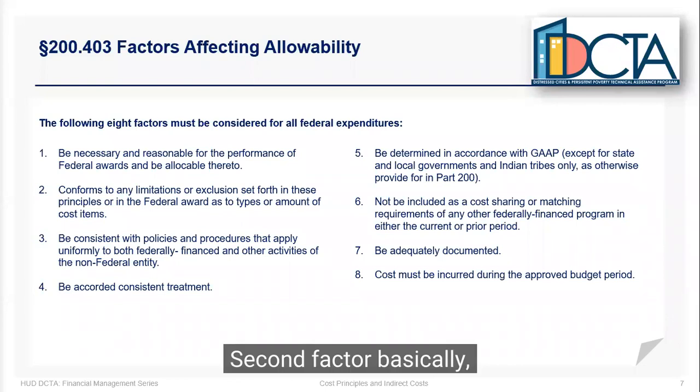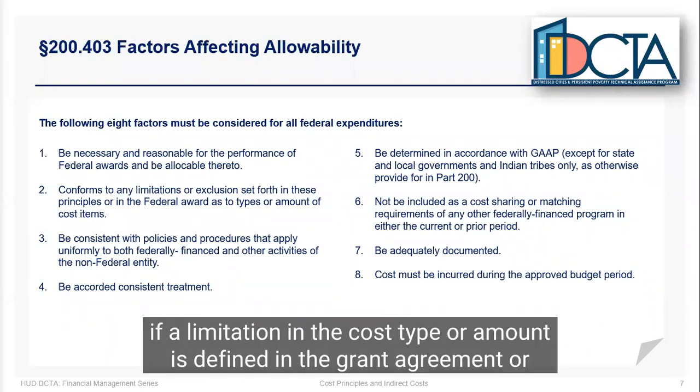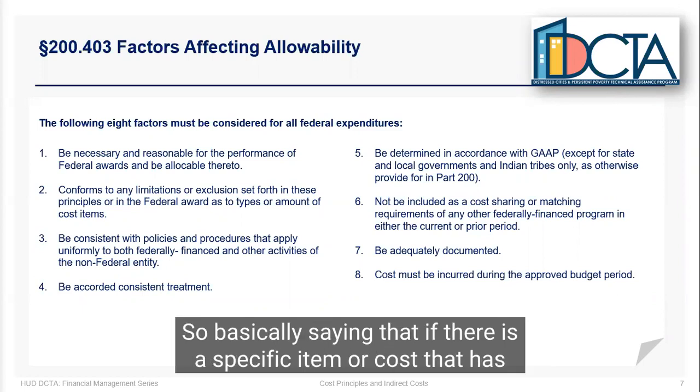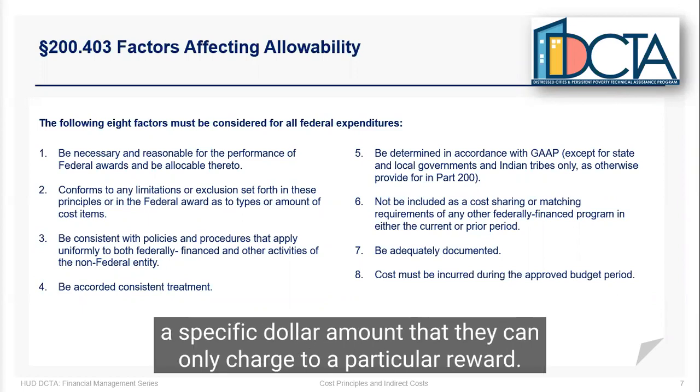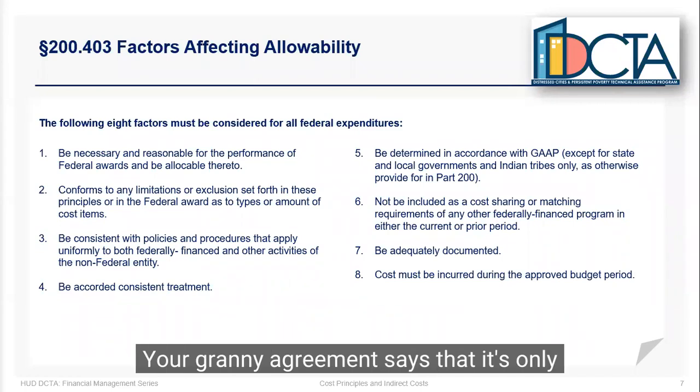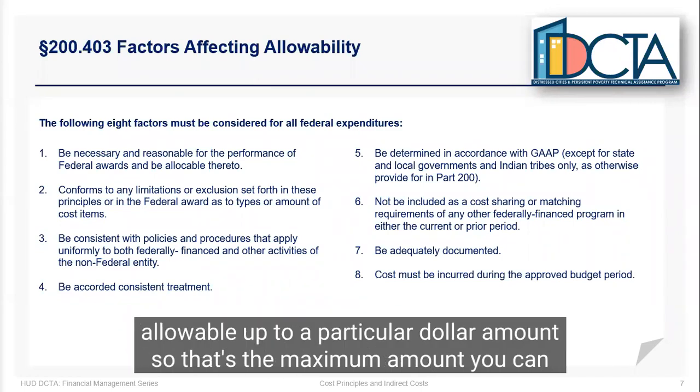Second factor, basically if a limitation in the cost type or amount is defined in the grant agreement, or the uniform guidance, those limitations must be adhered to. So basically saying that if there is a specific item of cost that has a specific dollar amount that they can only charge to a particular award, although it is allowable per 2 CFR Part 200, your grant agreement says that it's only allowable up to a particular dollar amount. So that's the maximum amount you can charge.